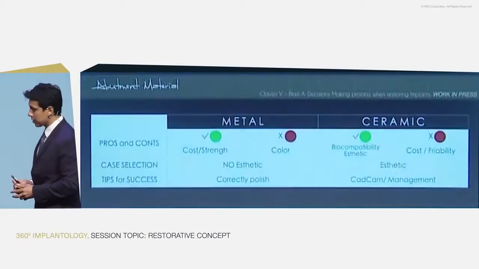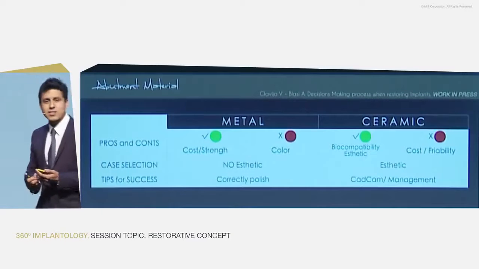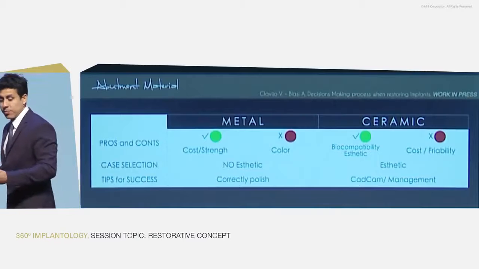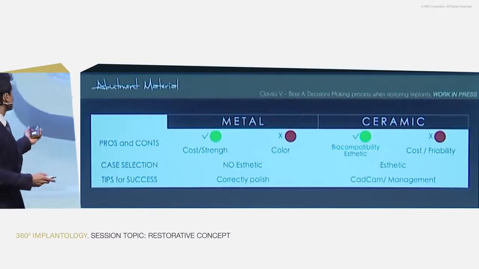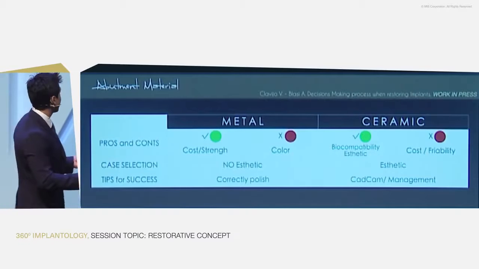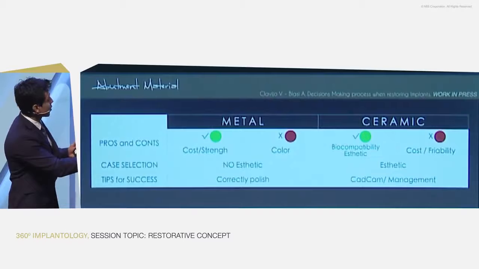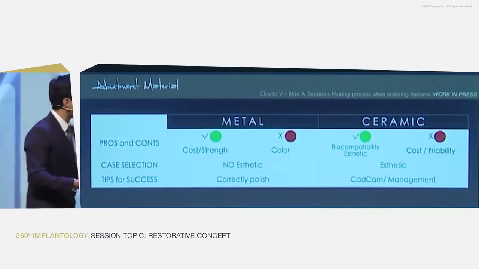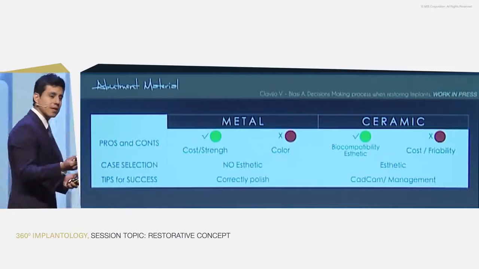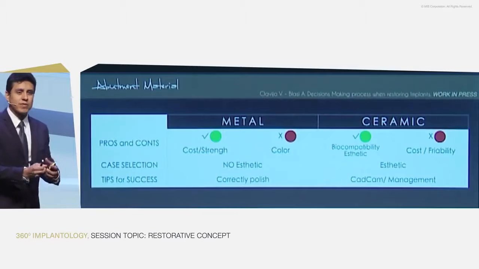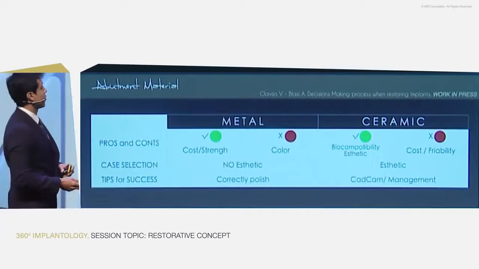About the abutment material, we can see that with metal, the cost and the strength are an advantage. The problem is the color, because patients can sometimes complain. We work more in non-aesthetic areas, okay? And we talk with the technician to have a correct polish. The ceramic has biocompatibility, but it can have more cost. Sometimes ceramic is more friable, and we have more problems with flexure. We have good aesthetics, and we can work with CAD/CAM.